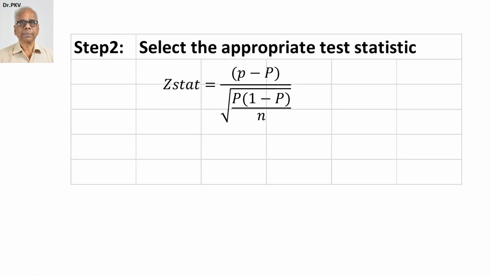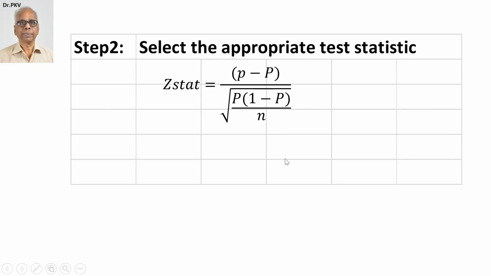Step 2, select the appropriate test statistic. In this case, Z-stat is equal to small p minus capital P divided by square root of capital P into 1 minus capital P upon n. Under the null hypothesis being true, we compute this particular expression, which is called the test of proportion using the Z-stat.